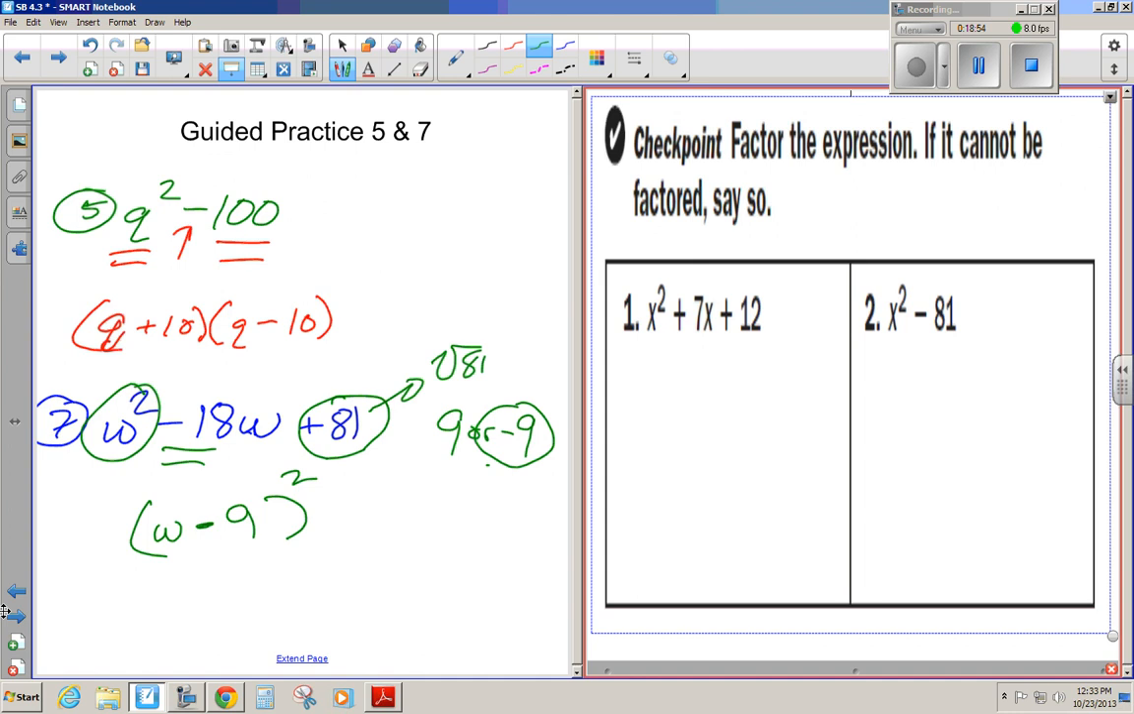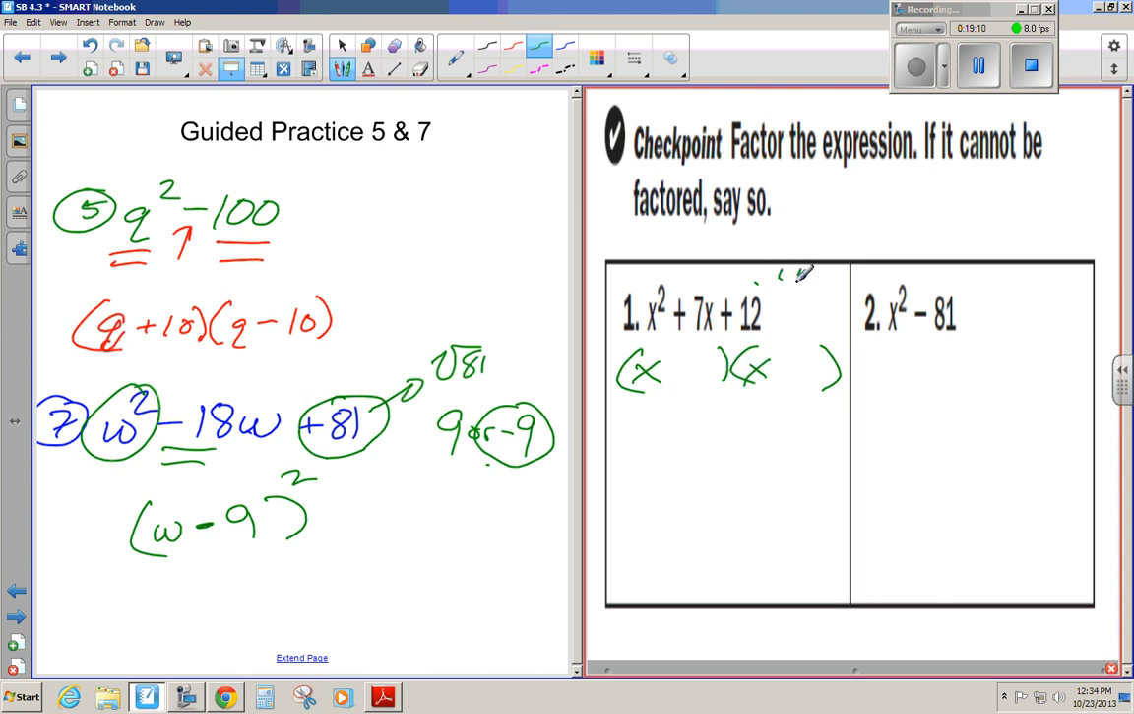All right, let's do the checkpoints. Factor this. So we need to set up the factored form or intercept form. Put the variables out front, and now think of the factors of 12. 1 and 12, 2 and 6, 3 and 4, and that's pretty much it. Do any of those add up to 7? Well, you know 12 and 1 don't, you know 2 and 6 don't. 3 and 4, absolutely. Plus 3, plus 4. That is now in factored form.